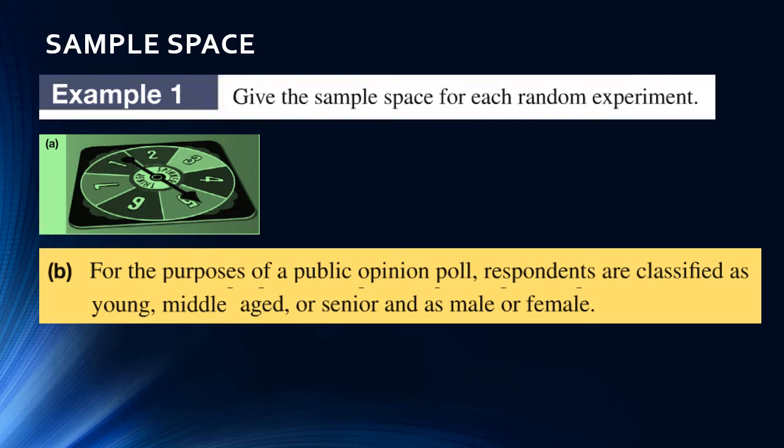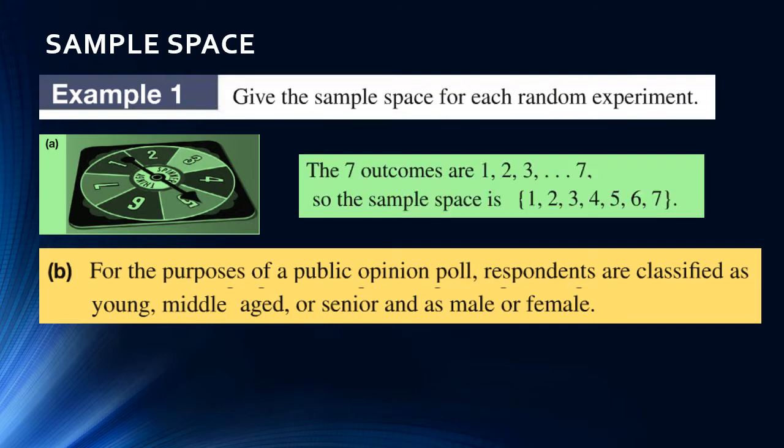Give the sample space for each random event. A, we have a spinner here. So when you spin, what possible places will it land? Well, we can see here that there are numbers 1 through 7 on the spinner, so the sample space is 1, 2, 3, etc., all the way to 7.